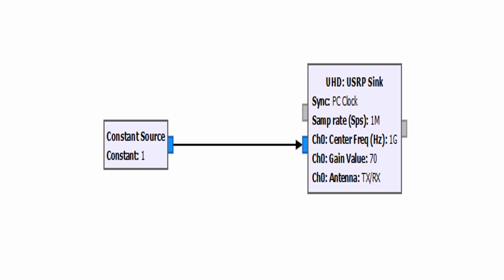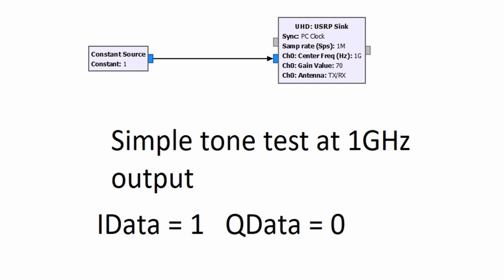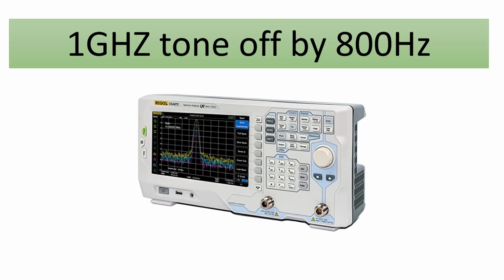So in our case, since we just want a simple tone, the IQ data is simply going to be 1, right? And that's what's shown here. So if you run this block and look at the output of the USRP, you will see a tone at 1 gigahertz. And again, just to know that the I data is 1, the Q data is 0. So when you see the blue in GNU Radio, that means it's a complex stream, right? If you see orange, that means it's not a complex stream. So a little GNU Radio lingo there.